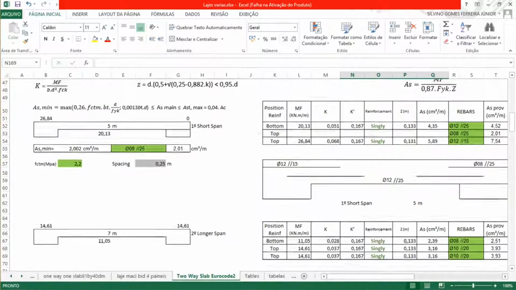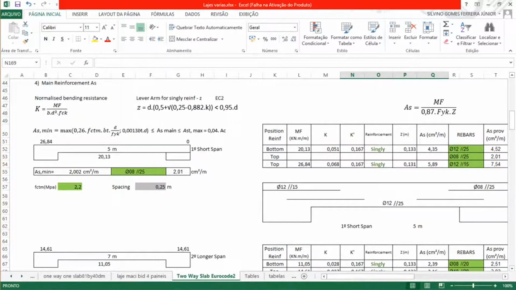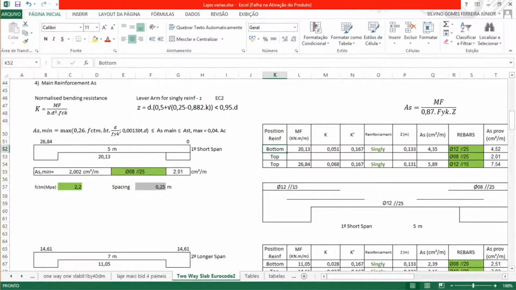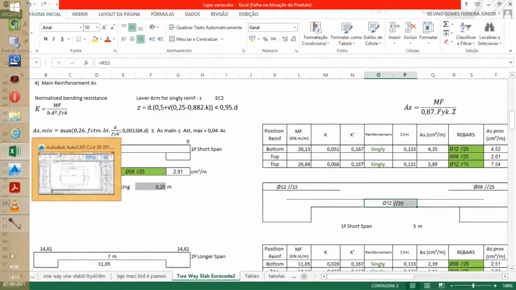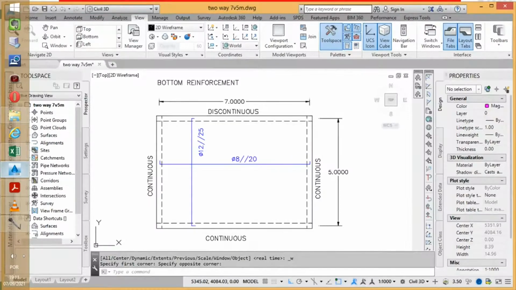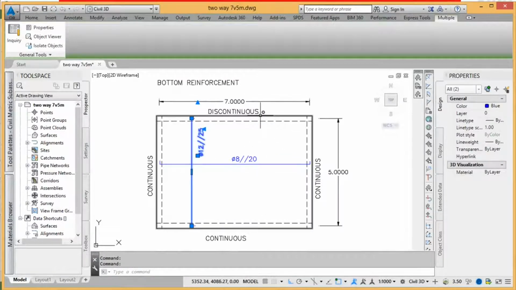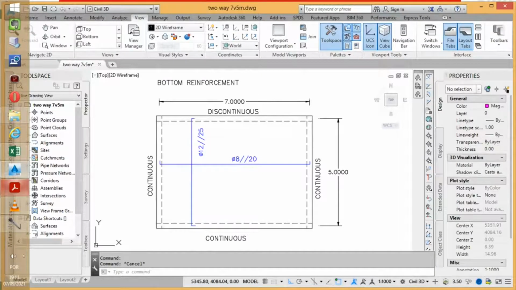Let's go to the shorter side. On the bottom we have at middle span 12, 15, 12 specified 25, so from this corner to the other corner 12 spaced by 25 on the shorter span, the bottom reinforcement. And on the longer span, let's go see.